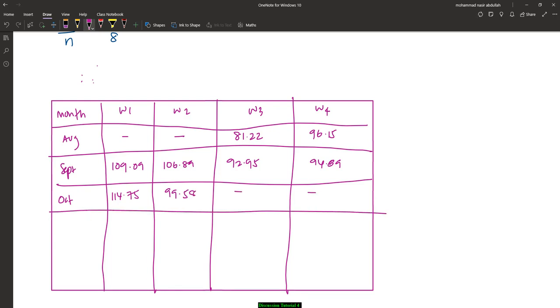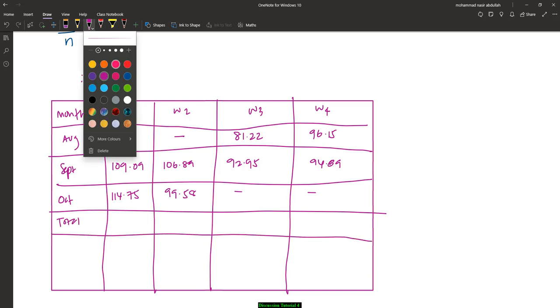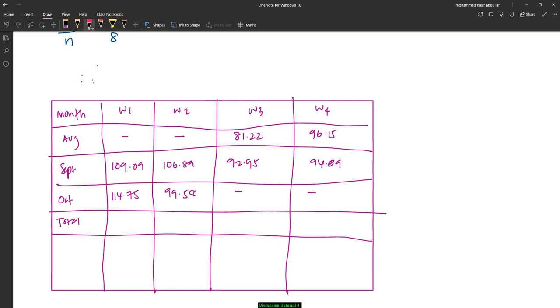So the next step is we need to find total for each week. So total kat sini tambah semualah. 109.09 plus 114.75. So this one should be 223.84. And this is going to be 206.47. And this is going to be 174.17. The last one 190.84.